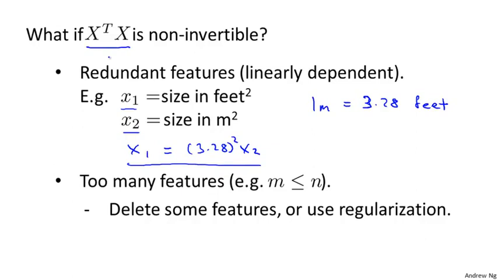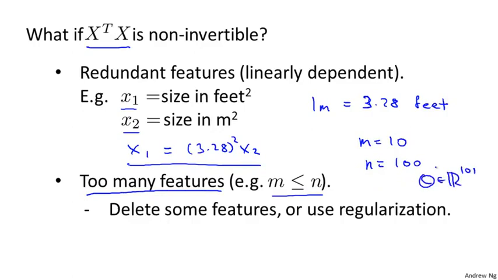The second thing that can cause X transpose X to be non-invertible is if you're trying to run a learning algorithm with a lot of features. Concretely, if m is less than or equal to n. For example, if you have m equals 10 training examples, but you have n equals 100 features, then you're trying to fit a parameter vector theta, which is n plus 1 dimensional, so it's 101 dimensional. You're trying to fit 101 parameters from just 10 training examples. This turns out to sometimes work, but not always be a good idea, because as we'll see later, you might not have enough data if you have only 10 examples to fit 101 parameters. We'll see later in this course why this might be too little data to fit this many parameters.